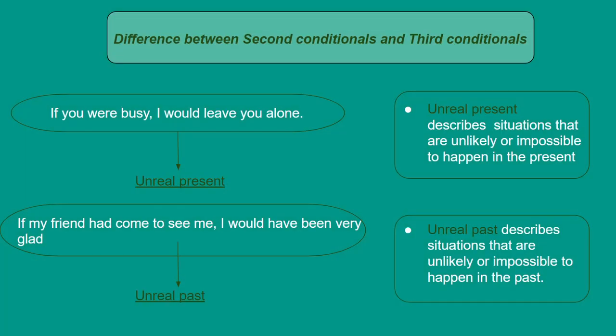Now, difference between second and third conditionals. If you were busy, I would leave you alone. Unreal present. It describes situations that are unlikely or impossible to happen in the present. If my friend had come to see me, I would have been very glad. Unreal past describes situations that are unlikely or impossible to have happened in the past.